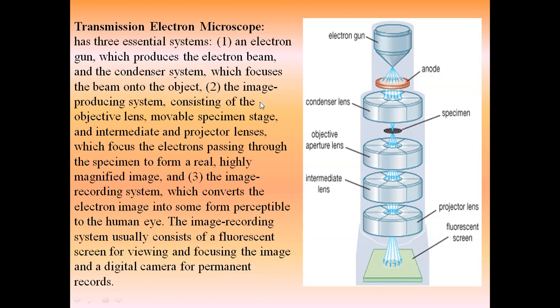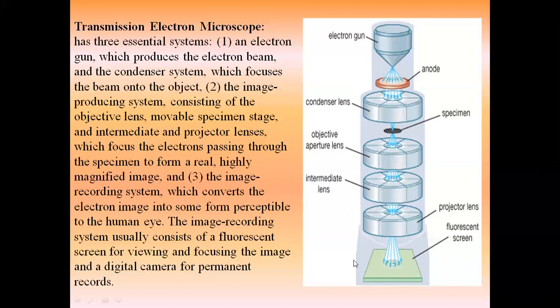The second portion is the image producing system, consisting of the objective lens, movable specimen stage, and intermediate and projector lens, through which the electron passes through the specimen to form a real highly magnified image. So up to the condenser lens and above was the first part. This is your second part.